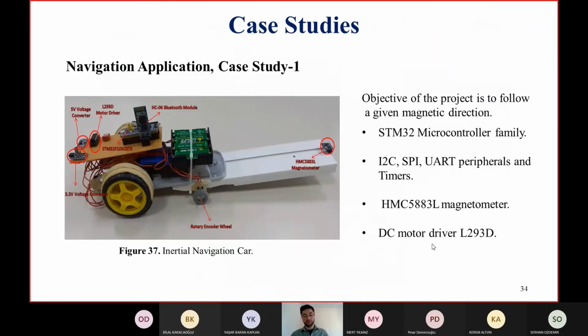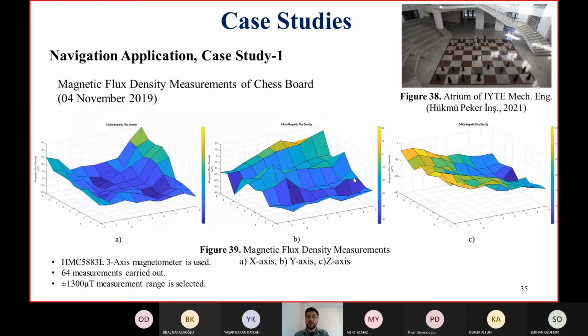And now I will continue with my case studies. My first case study is a navigation application. The objective of this project is to follow a given magnetic direction. I use a magnetometer and a rotary encoder to determine the distance. And I conduct my experiment in our mechanical engineering building atrium.